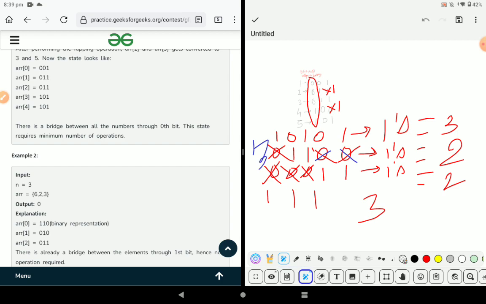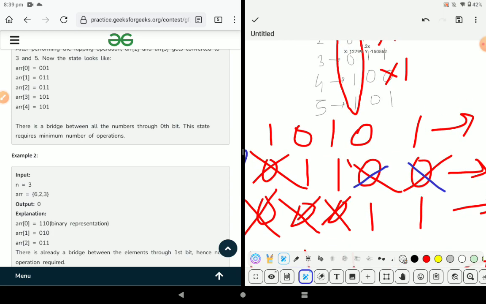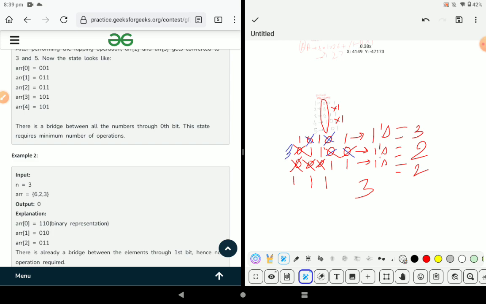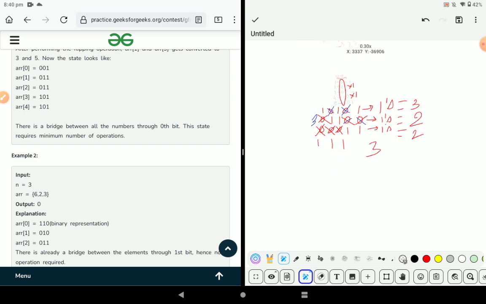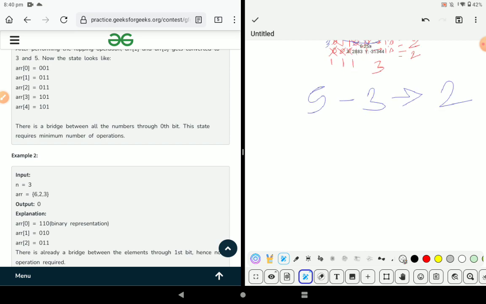But in this one we have to perform only 2 operations, because the number of ones is 3 and the total is 5 integers in this row. So we have to perform 2 operations. This is the basic, simple logic.